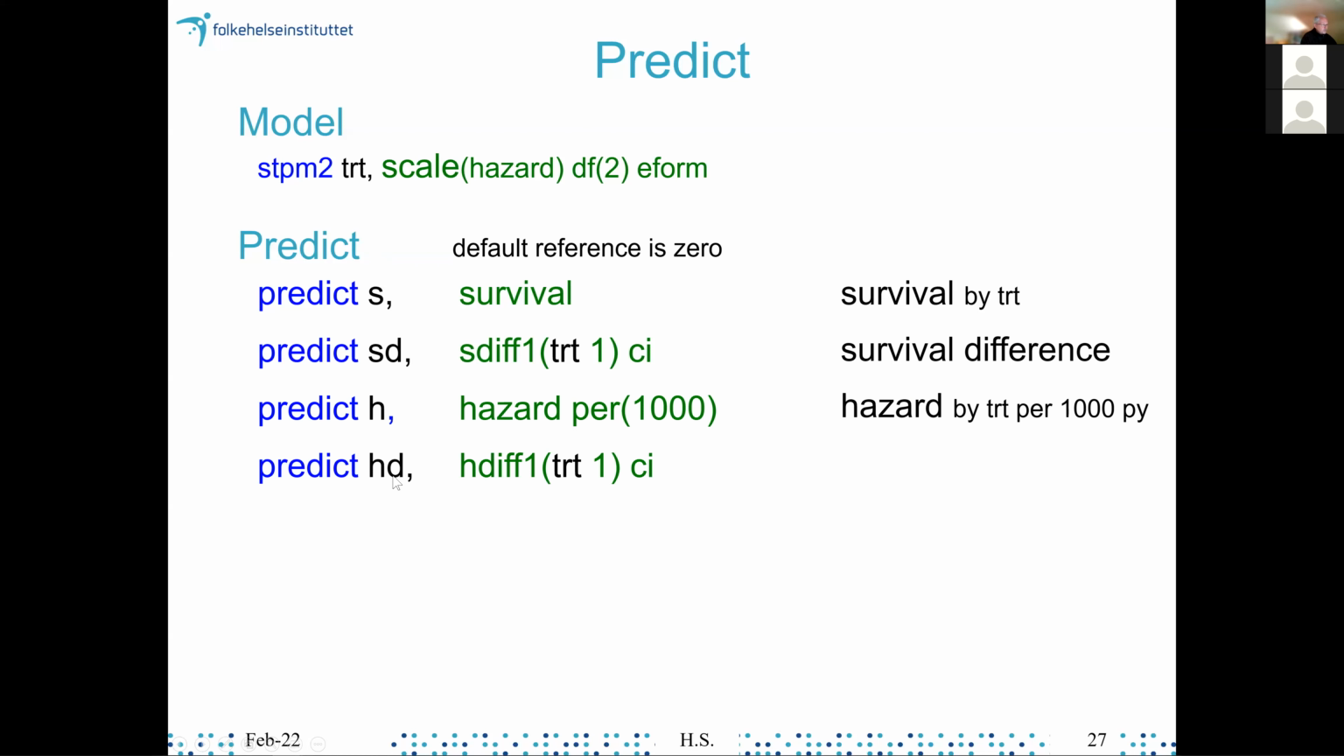We can predict hazard differences. So hazard difference 1, treatment equal to 1. And again, this is always compared to the reference of 0. And finally, we can predict hazard ratios. Hazard ratio numerator is treatment equal to 1. And then the denominator is, again, always 0. So I don't have to put that in this case. However, when we have more variables in the model than just treatment, we have to specify both the numerator and the denominator.